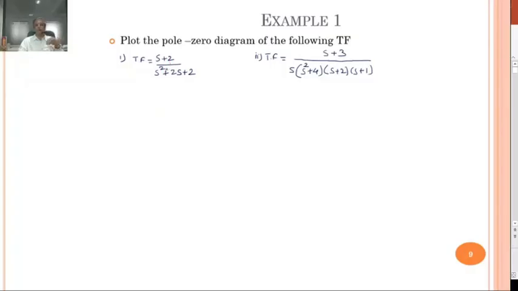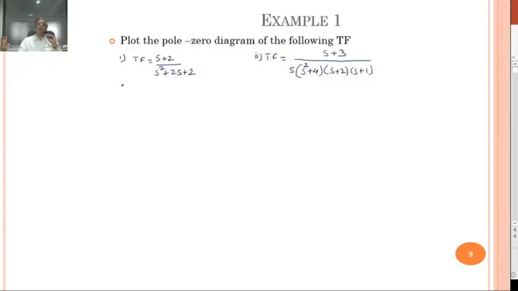Now to represent the poles and zeros, we will first find the roots of the numerator and the roots of the denominator. The root of the numerator is nothing but the zero of the system. This is the critical frequency at which the transfer function becomes 0. The value of s for which the transfer function becomes 0 is called the zero of the system. And in the denominator we find the roots at which the transfer function becomes infinity, which are called the poles of the system.